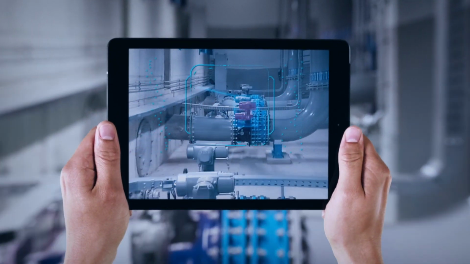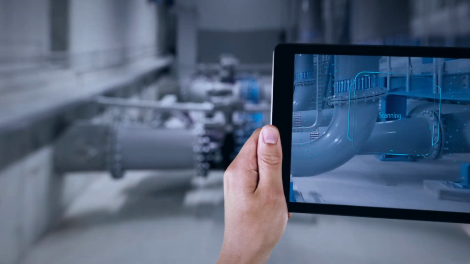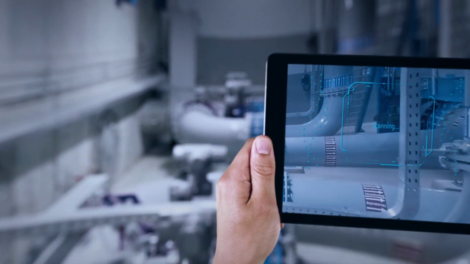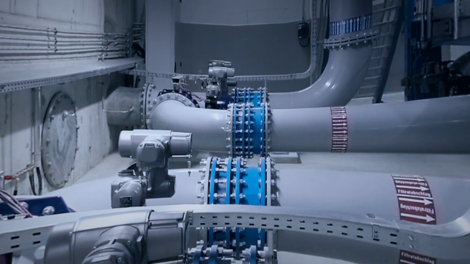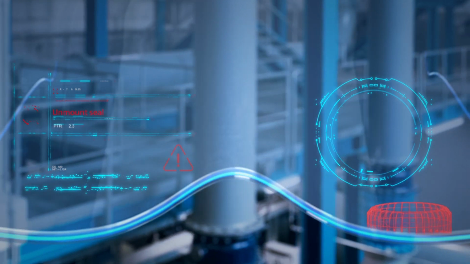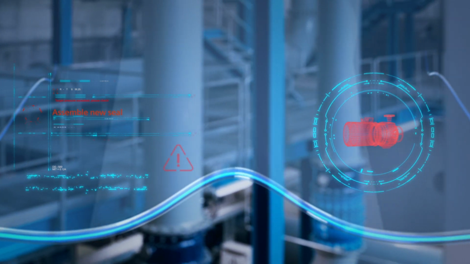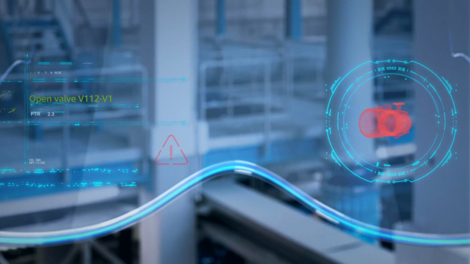Imagine a system that optimally connects the real and virtual world so it can immediately recognize the actual condition of all components and predict their future behavior. Smart devices will be effectively integrated and optimally support service and maintenance staff.